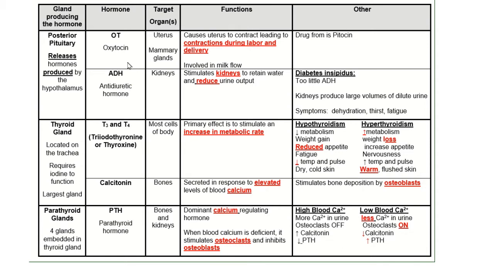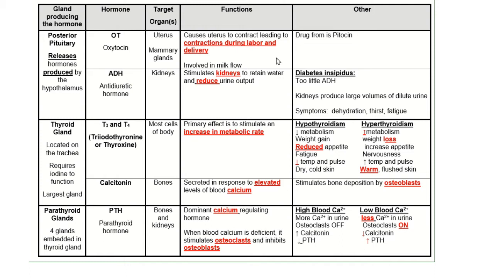Oxytocin is a hormone that's going to have two target tissues, the uterus and the mammary glands. The function of oxytocin is to cause the uterus to contract, leading to contractions during labor and delivery. The drug form of oxytocin is Pitocin. So if a woman is in labor, her body should be secreting plenty of oxytocin. Occasionally her labor gets stalled and they give her the drug form, which is Pitocin.